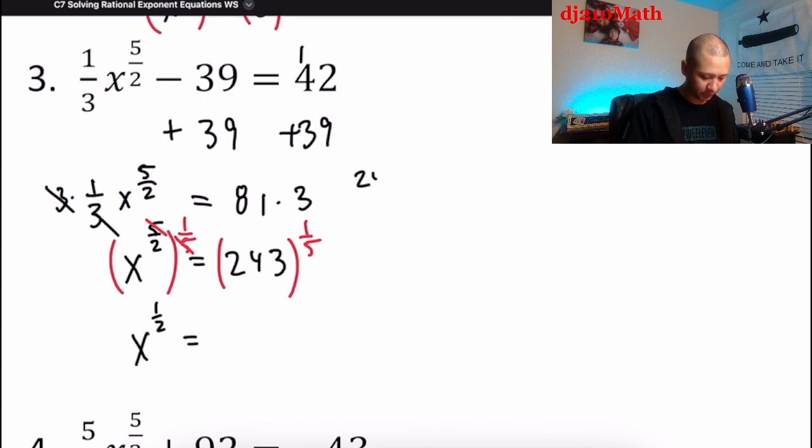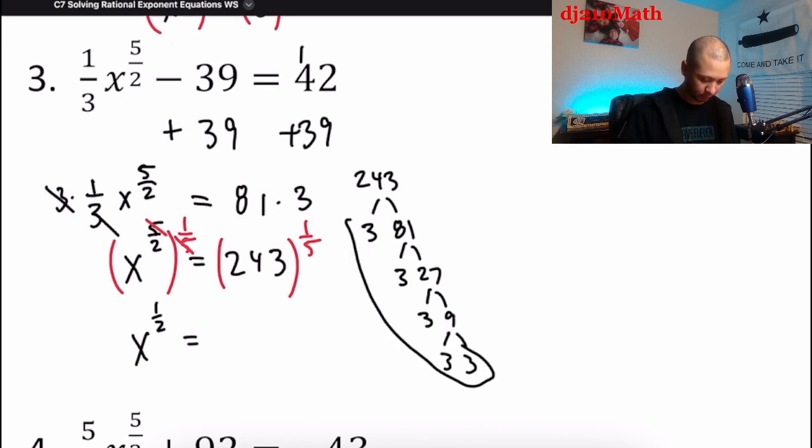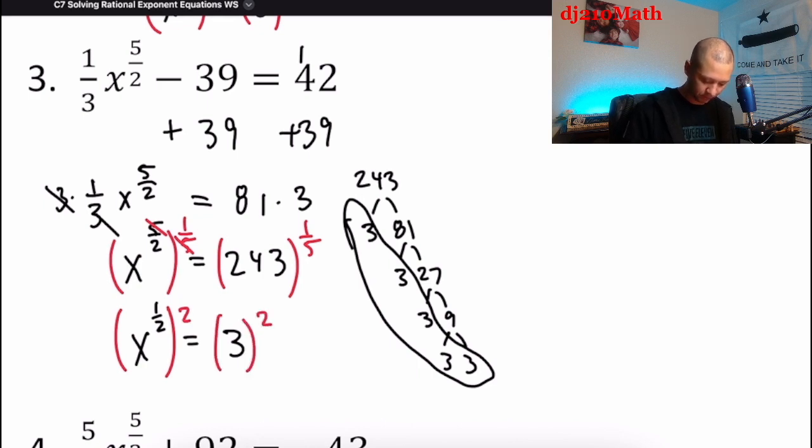Let's see. 243. 3 and 81. 3 and 27. 3 and 9. 3 and 3. 5th root is going to be a group of 5. So basically 3. Now we square both sides. And we see that x is equal to 9.